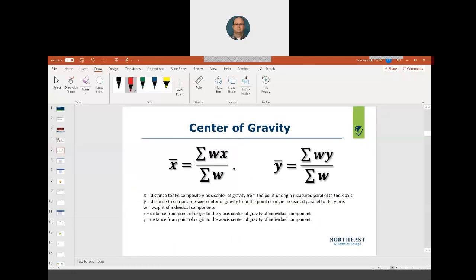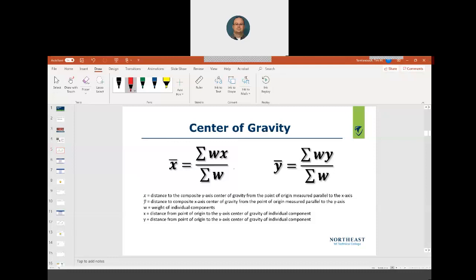All right, so how do we find the center of gravity? Here are our formulas. X bar equals the sum of the individual weights times the distance from the point of origin to the individual centroid, divided by the sum of the individual weights. Y bar is the sum of the individual weights times the distance in the y direction to the individual centroid, divided by the sum of the individual weights. This will make sense when we do an example.